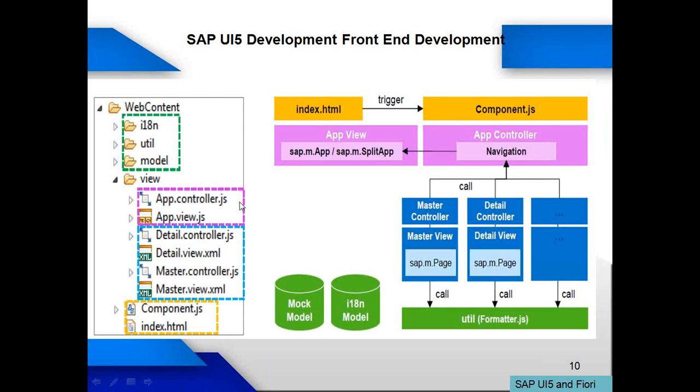And this is how our application looks. The web content will have the apps and the controllers, and the model will have the data. So see this one, index.html is the trigger point into our application. When you click on this one, it will load the data in the component.js, and then it will call the view. Based on your navigation, that view will call the master or detail pages, and then it will display the data in the UI5 application.